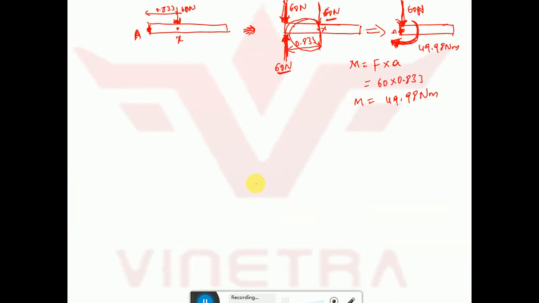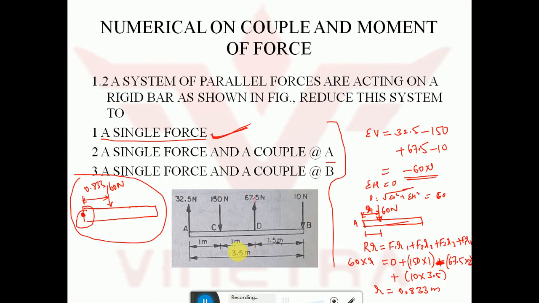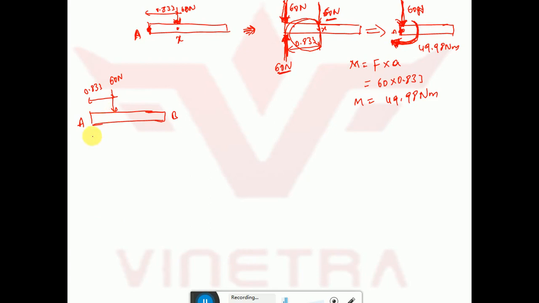Let us see here. So this is my single force of 60 Newton, acting at a distance of 0.833 meter from point A. Now they want to transfer this single force to point B along with a moment, so that they form an equivalent system at point B. How to do that? The length of this bar is 3.5 meters.